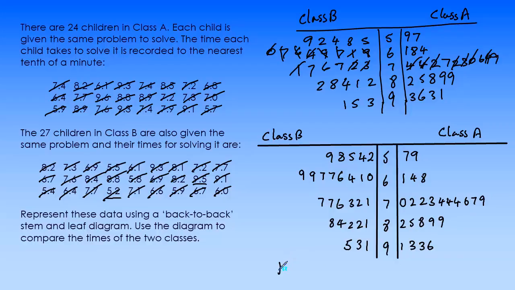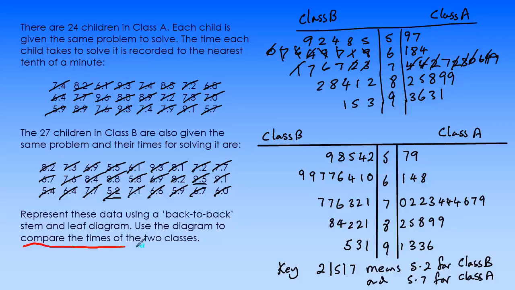Now, a key is very important. Sometimes you see them above, sometimes you see them below. So what I'm going to do here is I'm going to do 2, 5, 7 means 5.2 for class B. So that's the 5.2 going this way. And 5.7 for class A.